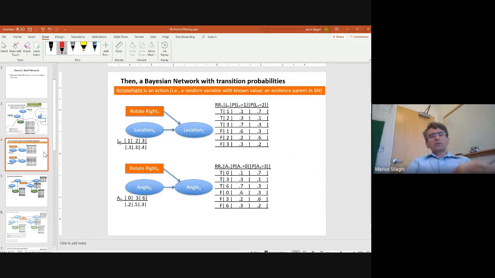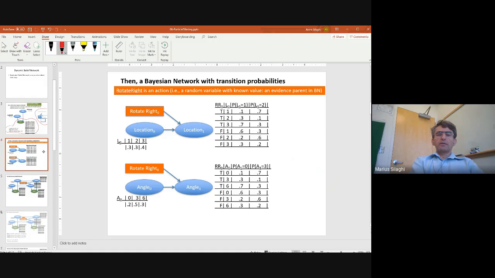Then you have milestone 2. You need a transition probability model, right? So we have an action, rotate right. This is the action, the only action available here. Obviously, with your robot, you have multiple actions. So we have the rotate right action having an impact on location.